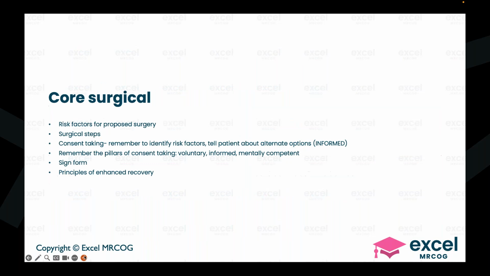Post-surgical risk factors for any surgery that is proposed to her have to be discussed with her. Steps have to be mentioned. Consent taking is important. Tell her the alternate options whenever there is consent taking. Ask whether she knows what the alternate options are. Otherwise, it again becomes uninformed consent, not informed consent. Remember the pillars of consent taking: voluntary, informed, and she has to be mentally competent. You cannot just take a consent from a patient who has Alzheimer's.